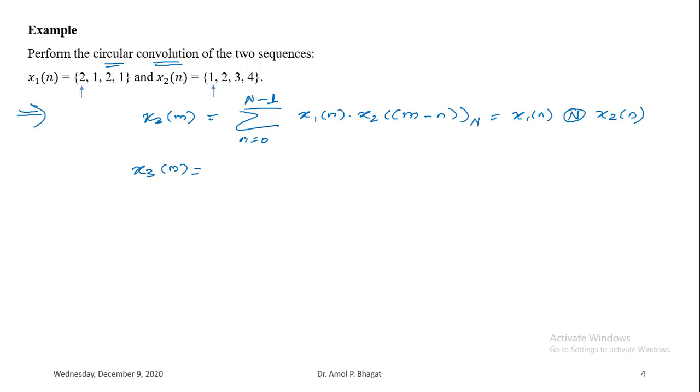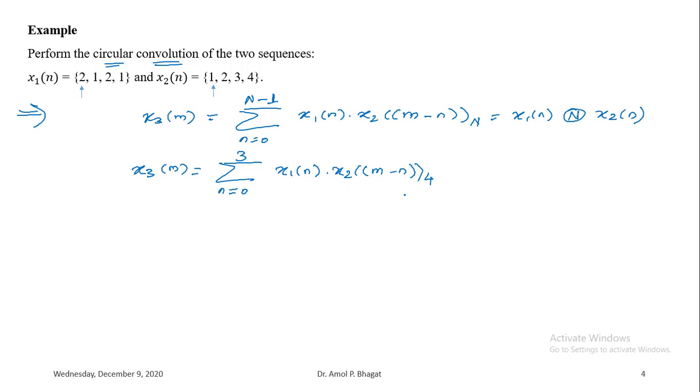As per the given sequences, both sequences comprise 4 samples, so the value of capital N will be taken as 4. The summation limits in this case will be from small n equals 0 to 3, because it will be 4 minus 1. So it will be x1 of n into x2 of (m minus n) modulo 4, and that will be the circular convolution.